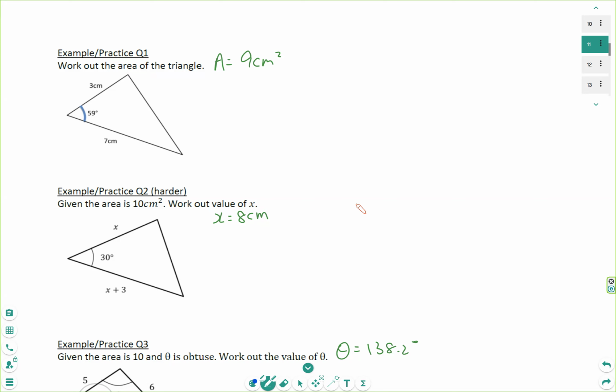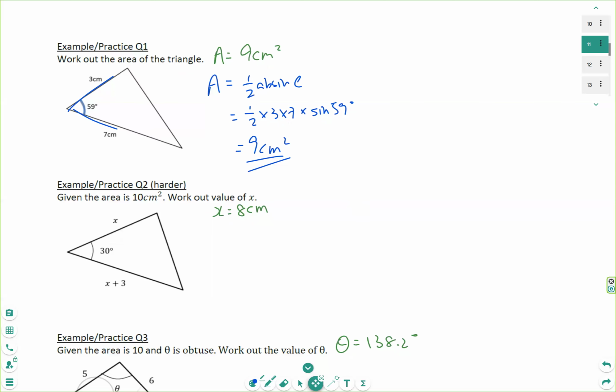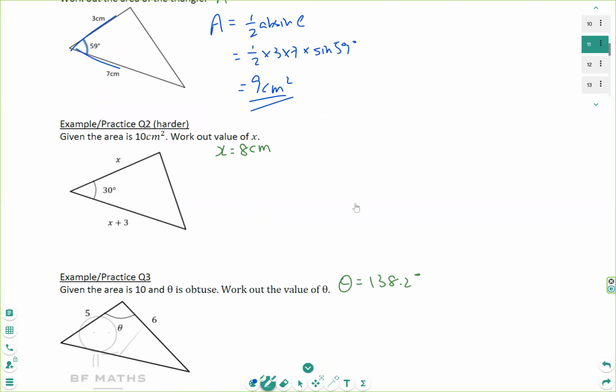To work out the area of the triangle, clearly we want to use half AB sine C. So it equals half times 3 times 7 times sine 59 degrees, because 59 degrees is between the 3 and the 7. Put it in a calculator and you should get 9 centimeters squared. Next one, practice question 2.